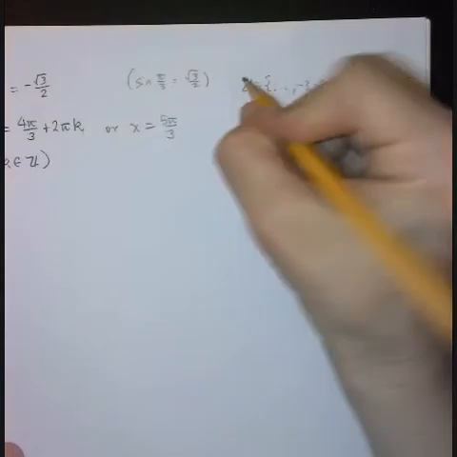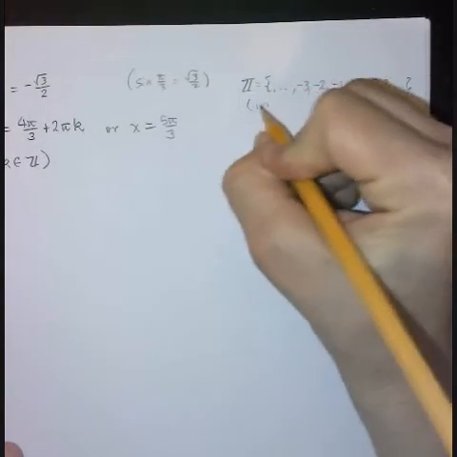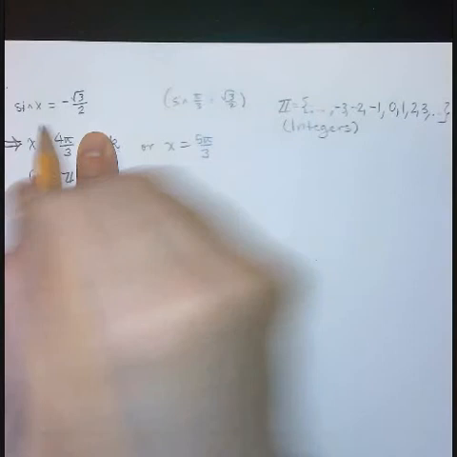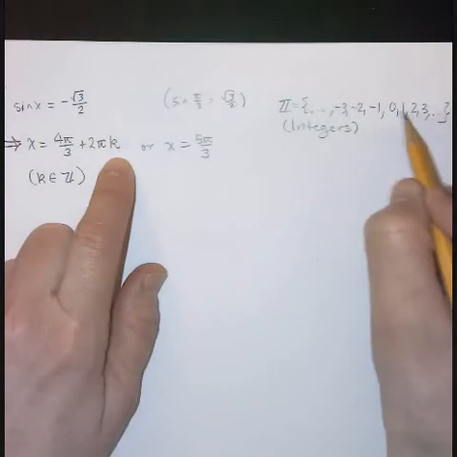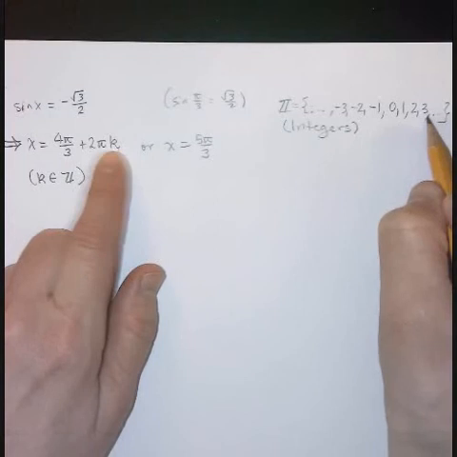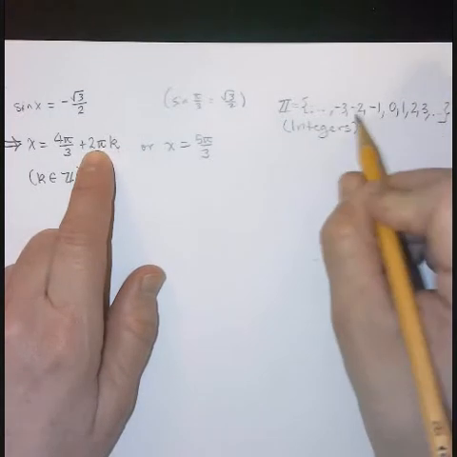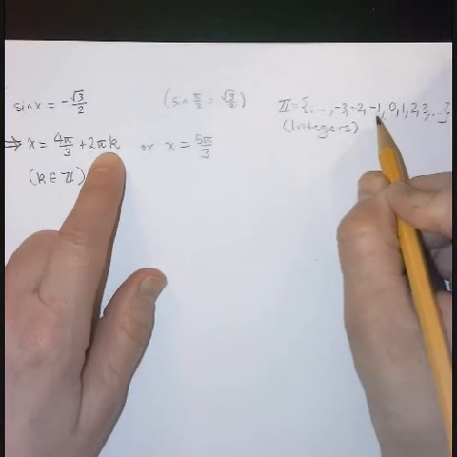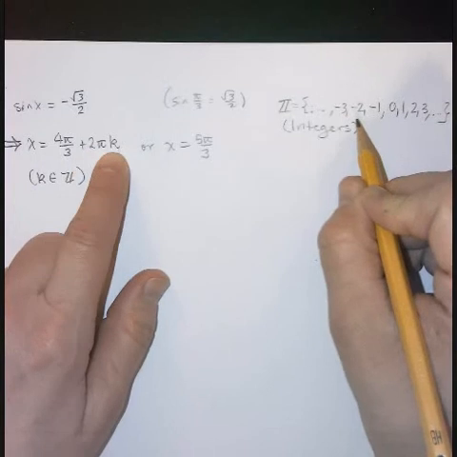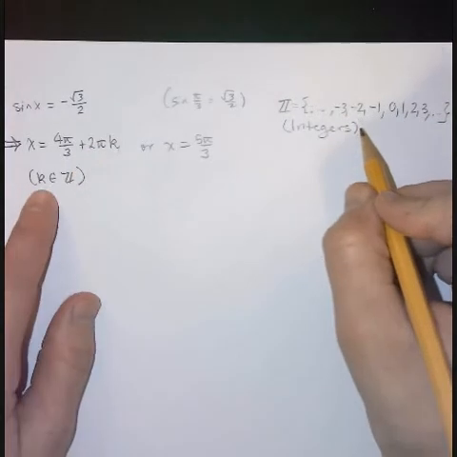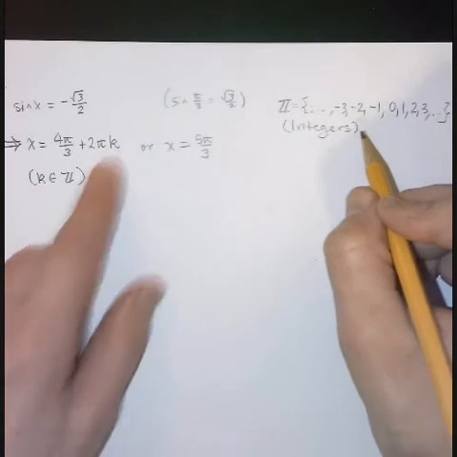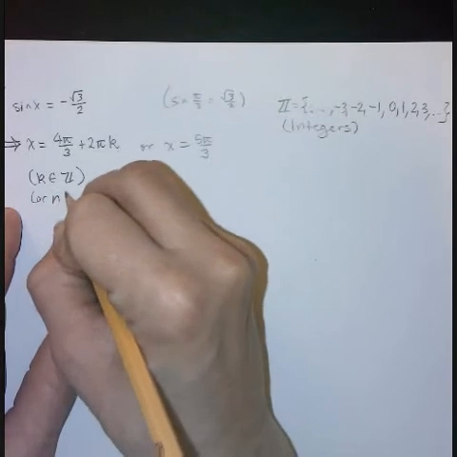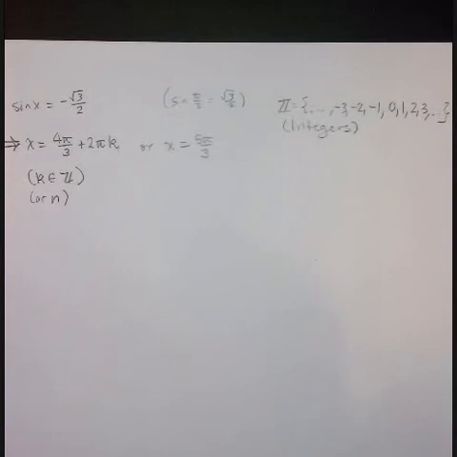Okay, so this z that I'm using, these are the integers. So k can be 0, which means you have 4 pi over 3. K could be 1, then you have 2 pi. 2, you're adding 4 pi. 3, you're adding 6 pi. And then it can also be negative, and that's when you're actually subtracting. So take it times negative 1, then you're subtracting 2 pi. Negative 2, you're subtracting 4 pi, and so on. So use k or use n. I can't remember what WebAssign uses. They probably use n. It doesn't really matter which one you use.